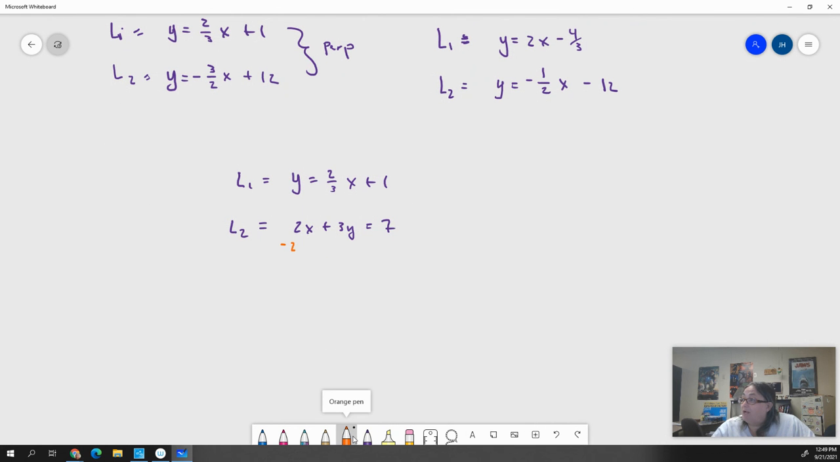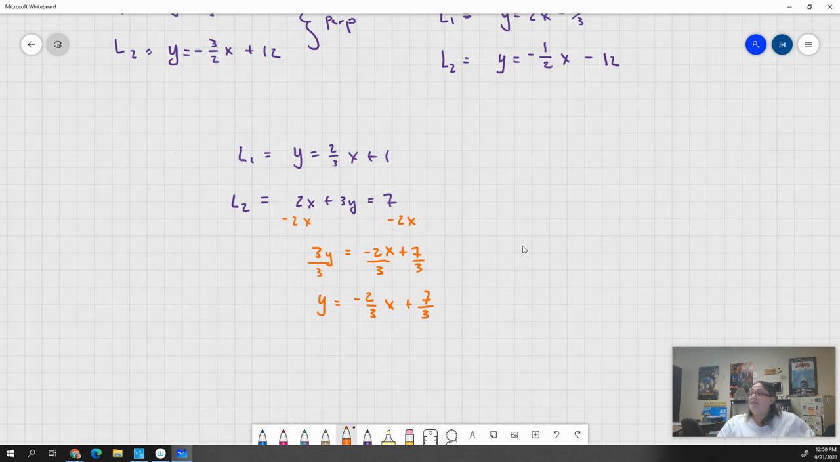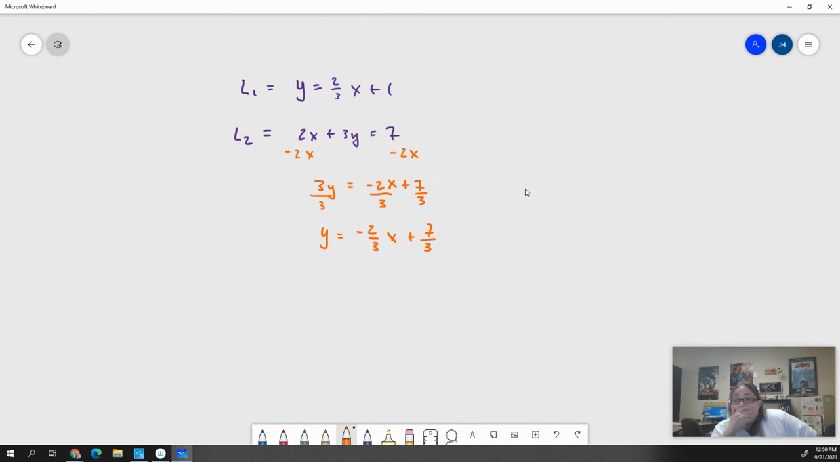What am I going to do? I'm going to start by subtracting 2x. Minus 2x, minus 2x, and I'm going to have 3y equals minus 2x plus 7. And then I'm going to divide by 3. So I'm going to divide this by 3, this by 3, and that by 3. And here I would have y equals negative 2/3 x plus 7/3. Now I want you to look at this and tell me, are these perpendicular?